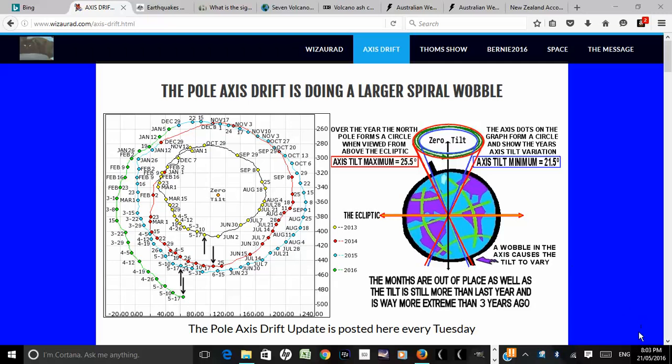Today is the 21st of the 5th, 2016, and the time here is 20:03 WAST.